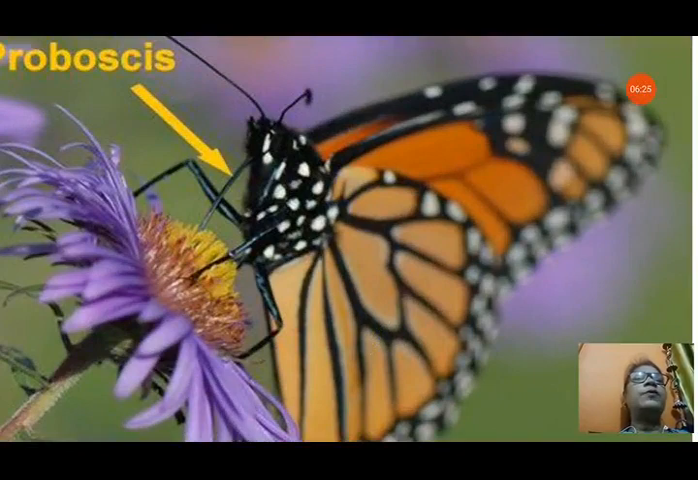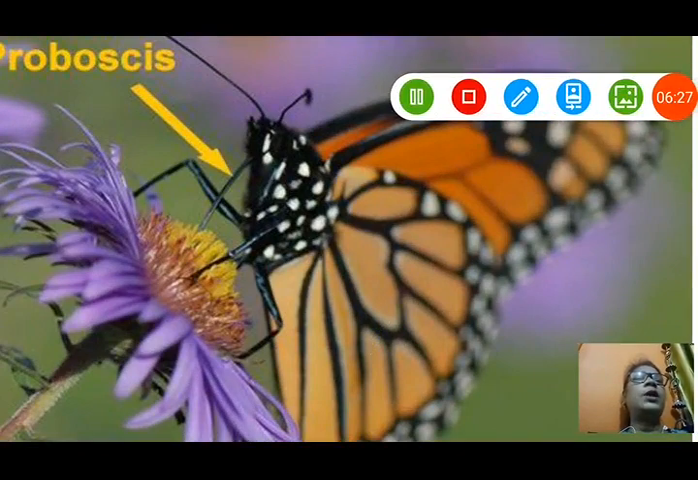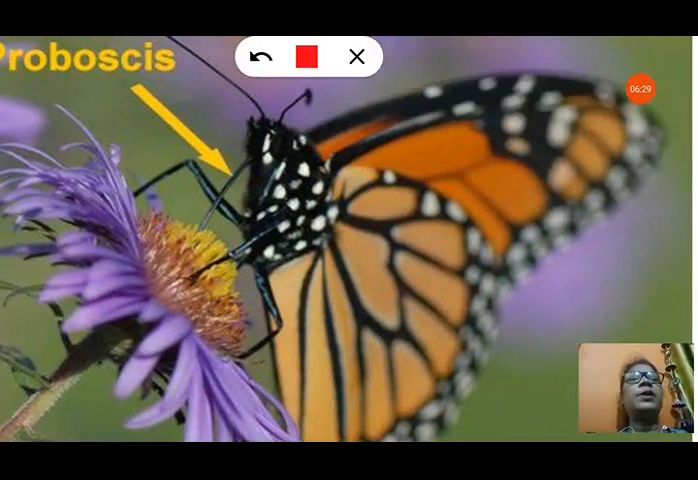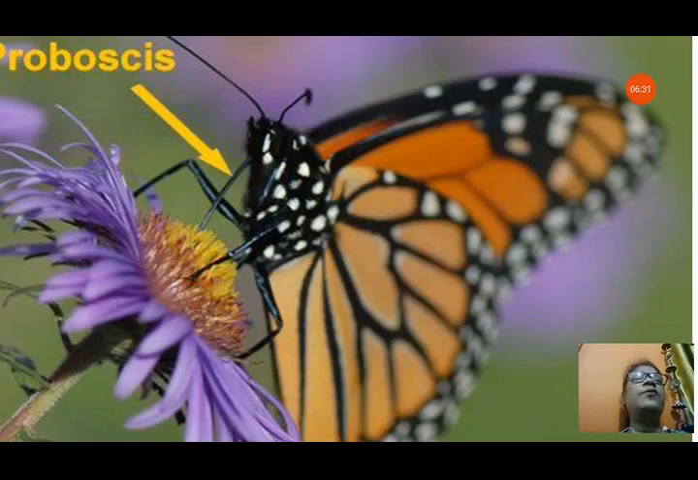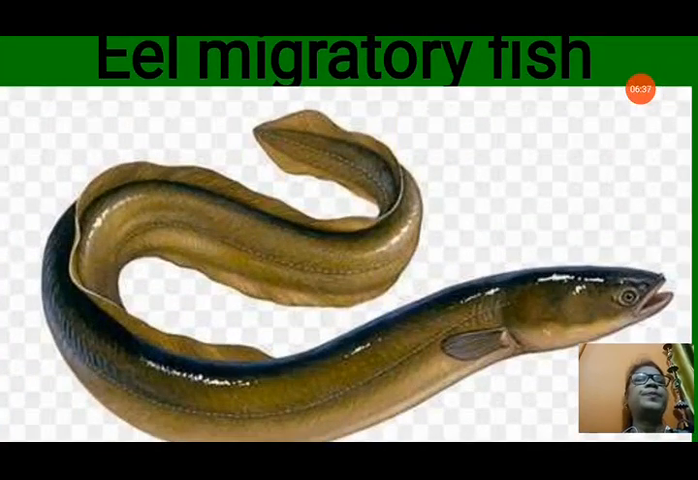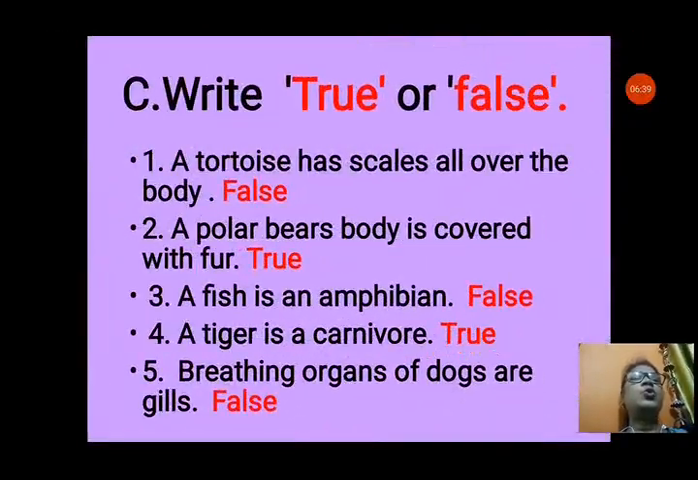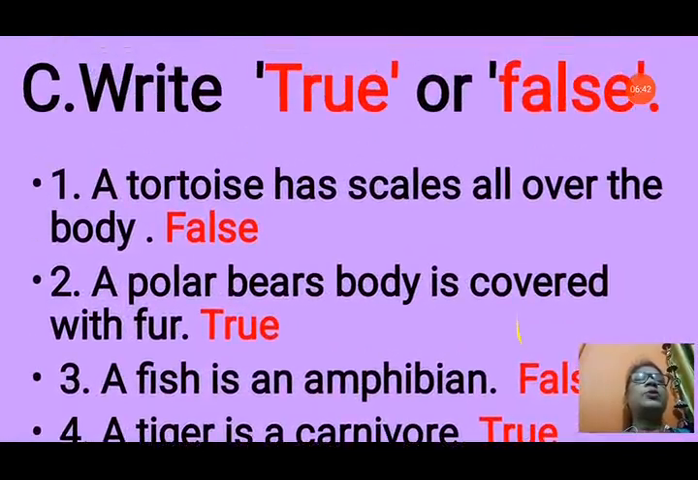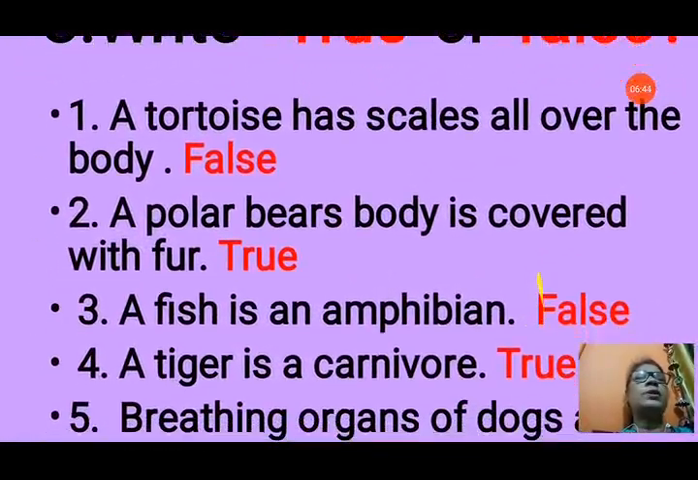Proboscis you can see in butterflies. With the help of this proboscis, butterflies suck the nectar from the flowers. You can see eel, a migratory fish. They migrate to sea.